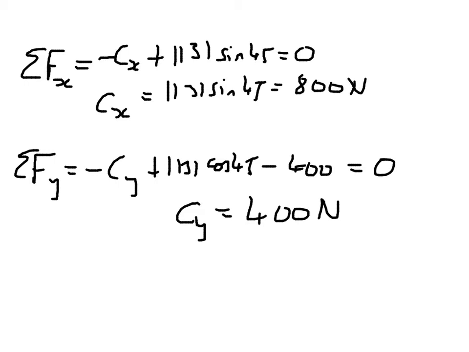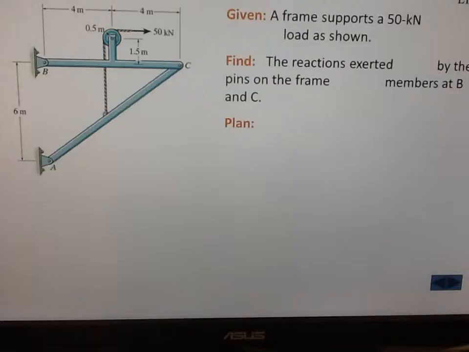There is a slightly more complex example for you to have a go at beginning on slide 46. So if you have a go and then come back to the video and I'll show you how to solve it. So this is the image from slide 46. Apologies, it's at a slightly funny angle. But you're asked to find the reactions exerted by the pins on the frame at B and at C.